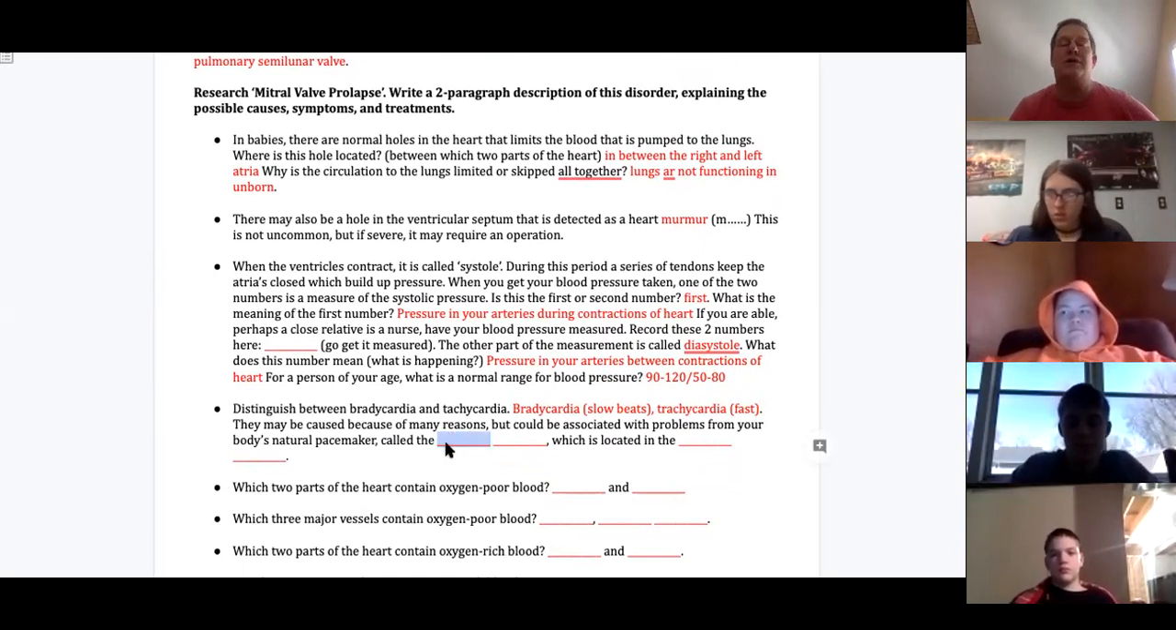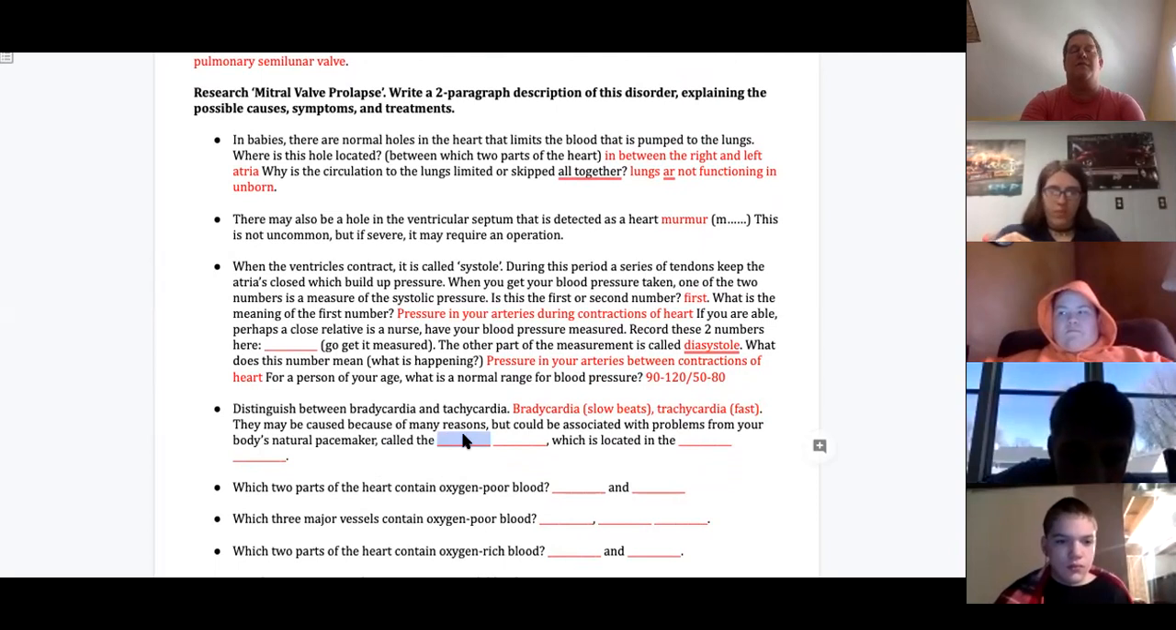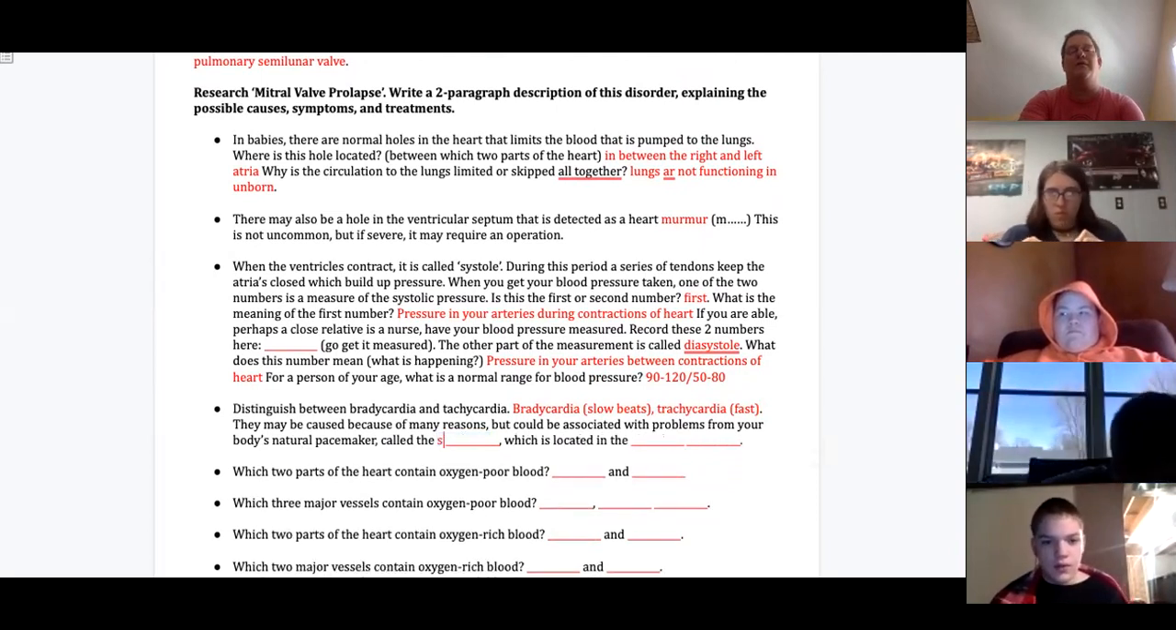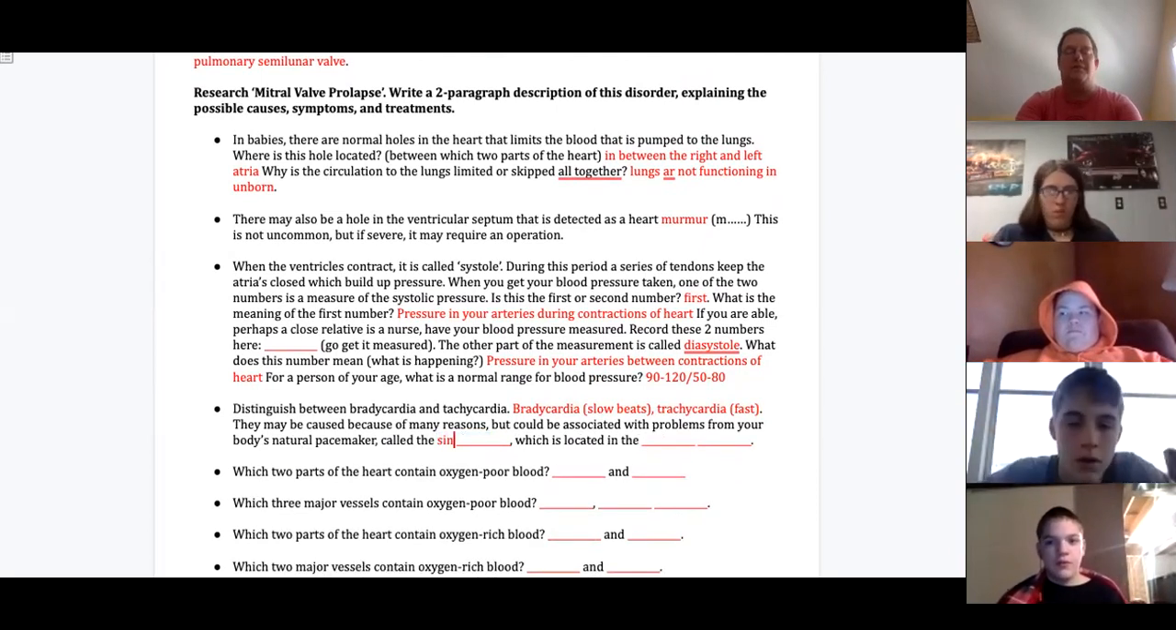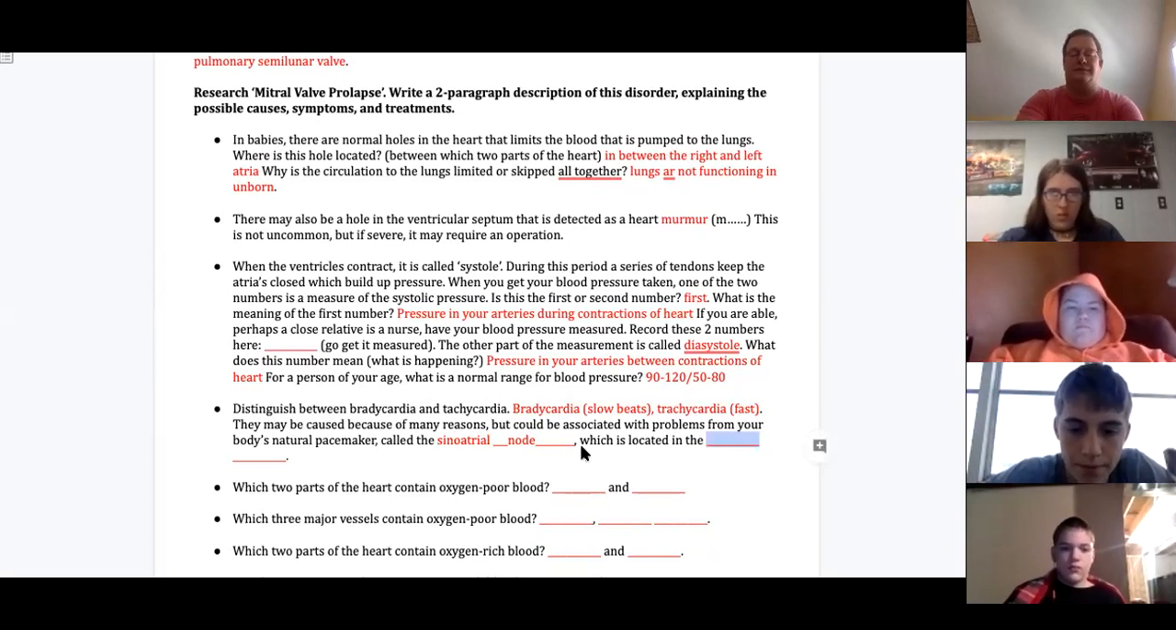But it could also be associated with problems with your body's natural pacemaker, called the what? It's the sinoatrial node. And where is the sinoatrial node located? The right atrium.